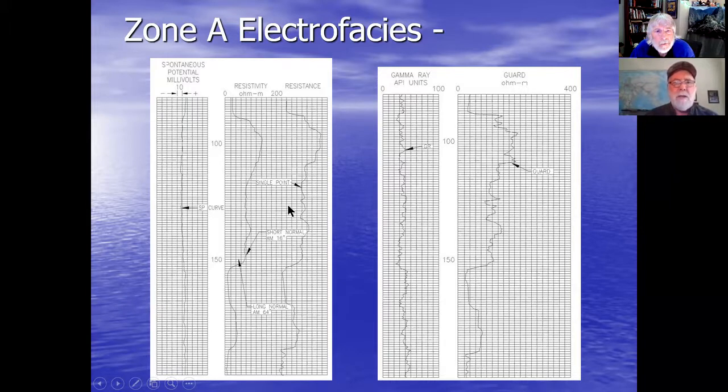On the left side, you're seeing an SP and then a 16-inch normal curve and a single point resistance. On the other log to the right is natural gamma, and then that's a guard resistivity log on the far right track. The guard log you see shows a very key electrofacies for zone A with a sharp bottom, increasing resistivity towards the top, and then a sharp top.